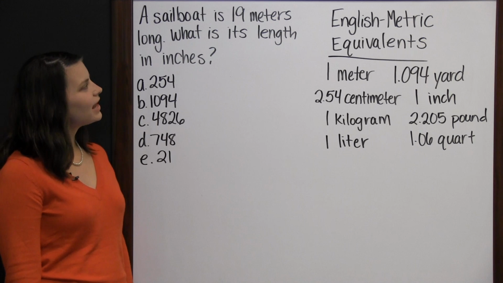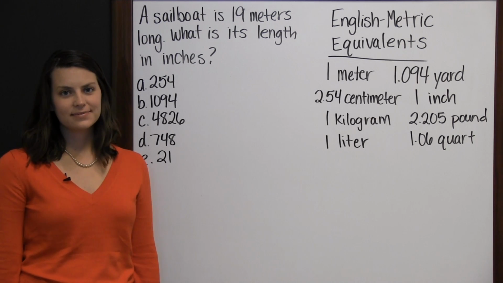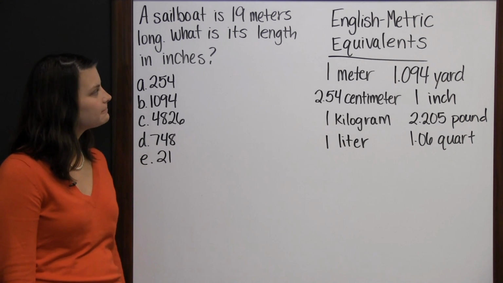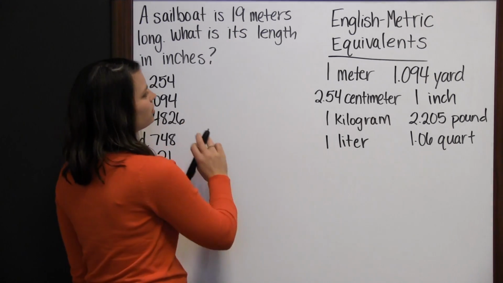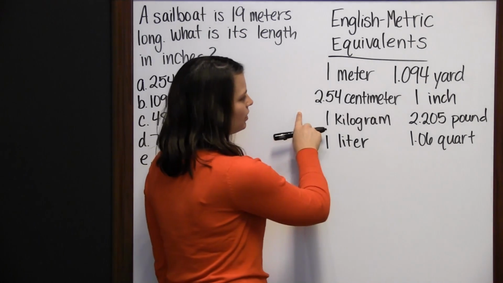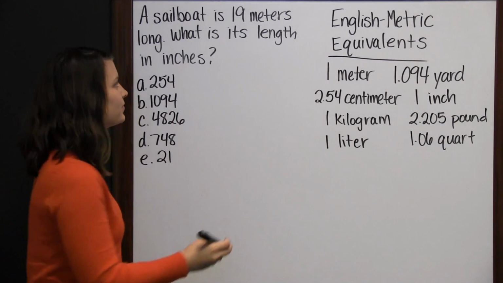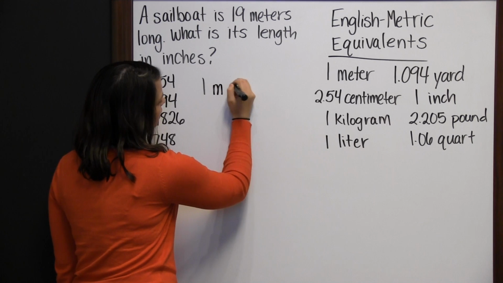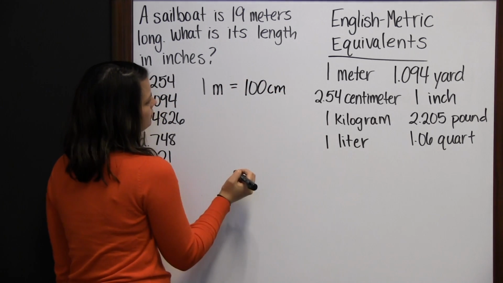A sailboat is 19 meters long. What is its length in inches? There are many ways to approach this problem and solve it. The first thing I'm going to do is convert my meters into centimeters, because then it's a quick conversion into inches from there. So I know that 1 meter is equal to 100 centimeters.